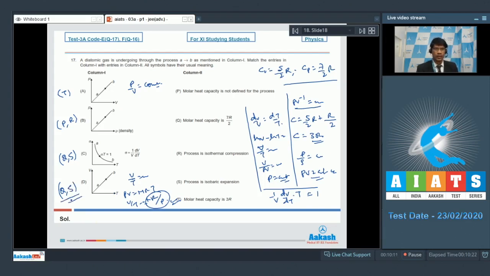So for question number 17, A will be matching with T, B will be matching with P and R, C will be matching with Q and S, and D will be matching with Q and S. That's the answer here. Now let's proceed to question number 18.